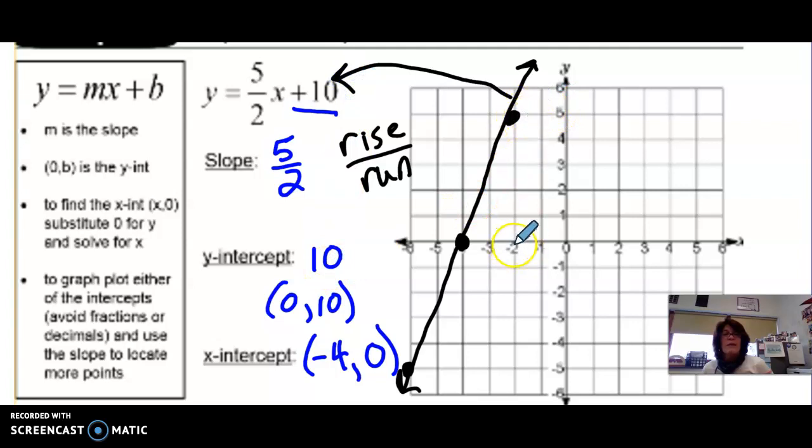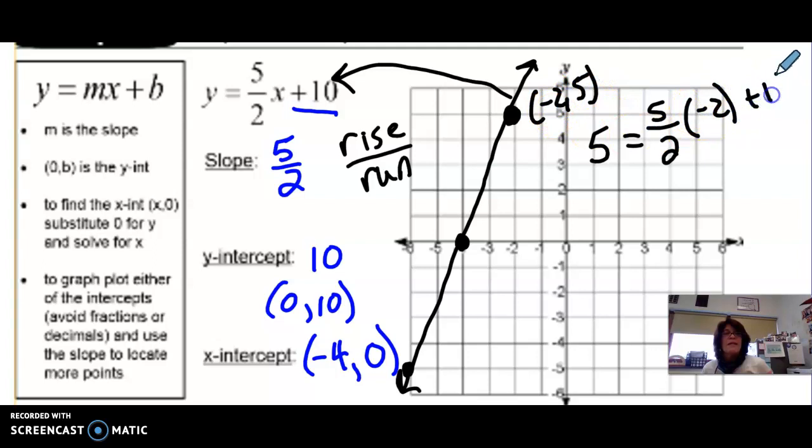Okay, what do we get here? We got the point (-2, 5). Isn't that what this point is that we found? We're saying that when y is 5, then I can take 5/2 times the x coordinate of -2 plus 10. This will be a true equation. I'm putting -2 in for x, 5 in for y. 5/2 times -2 is -10/2, or -5. -5 plus 10, yeah, that's 5.